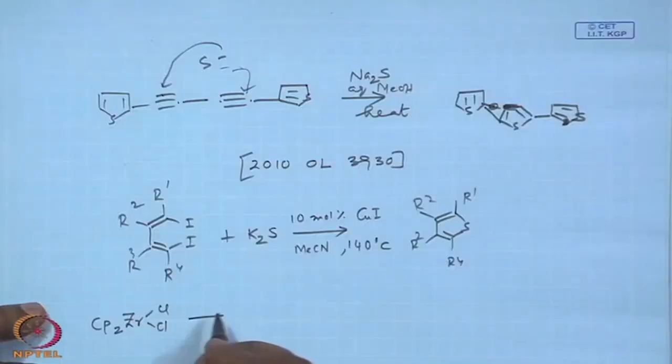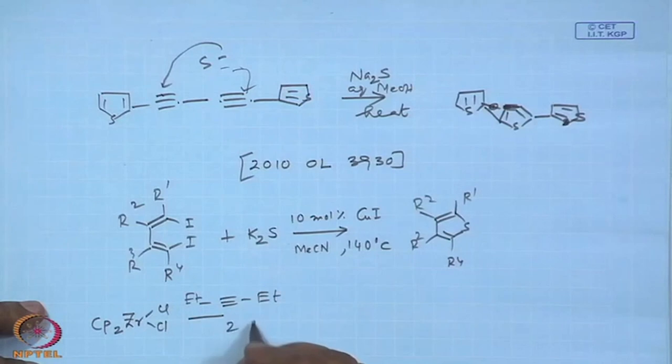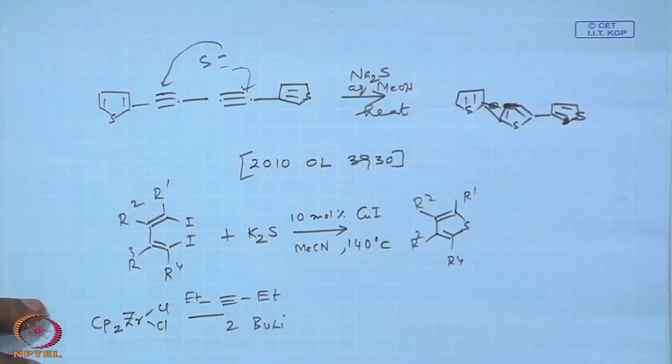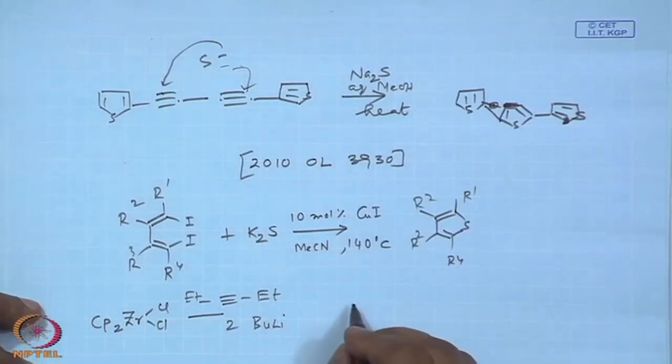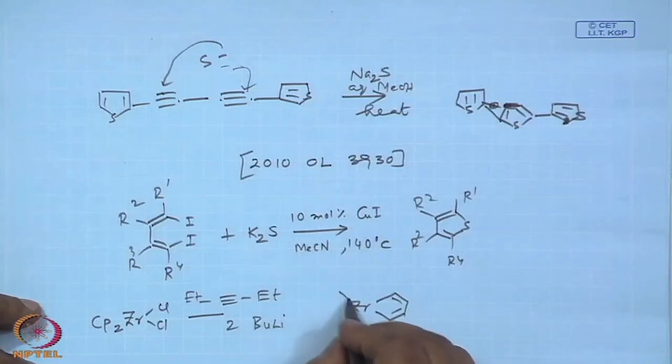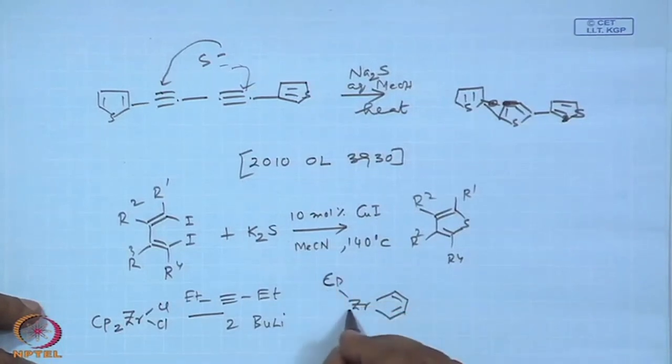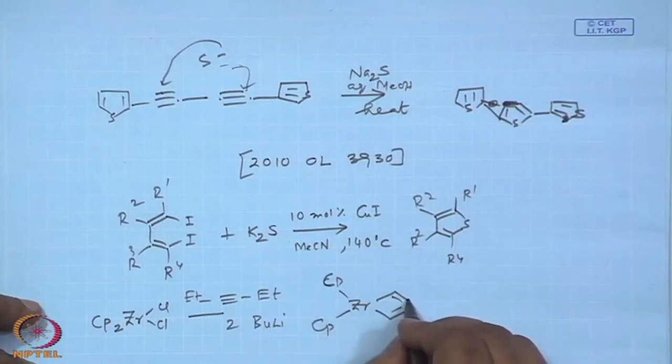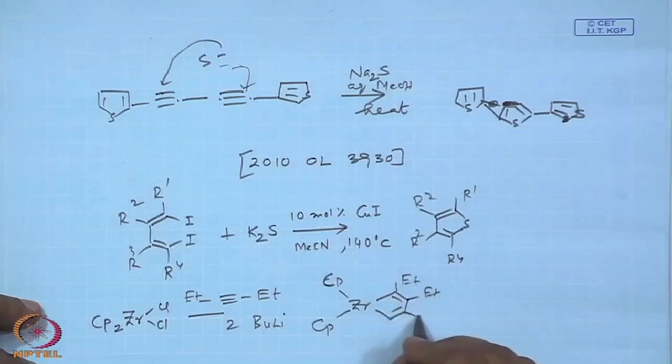Now, if you react with alkynes, like say ethyl and ethyl alkynes, obviously pretty easy to make, and use two equivalents of butyl lithium, what you get is not a heterocycle, it is a zirconacycle, that means the zirconium here, zirconiocyclopentadiene you can say, with Cp and Cp, and then ethyl here and ethyl here.